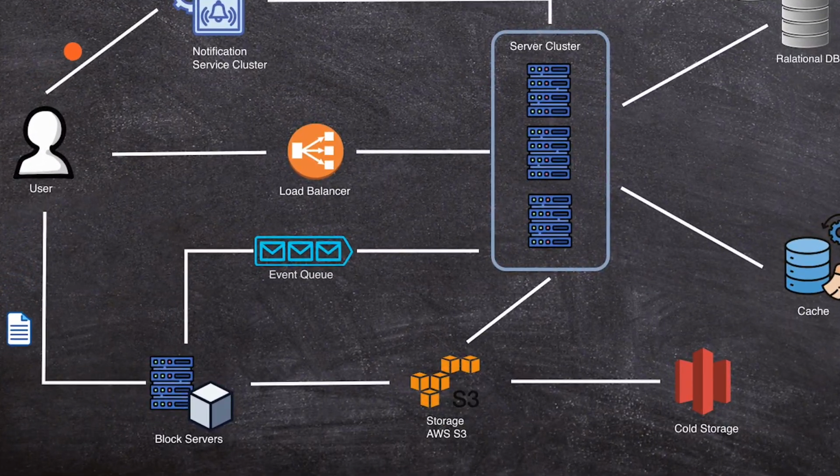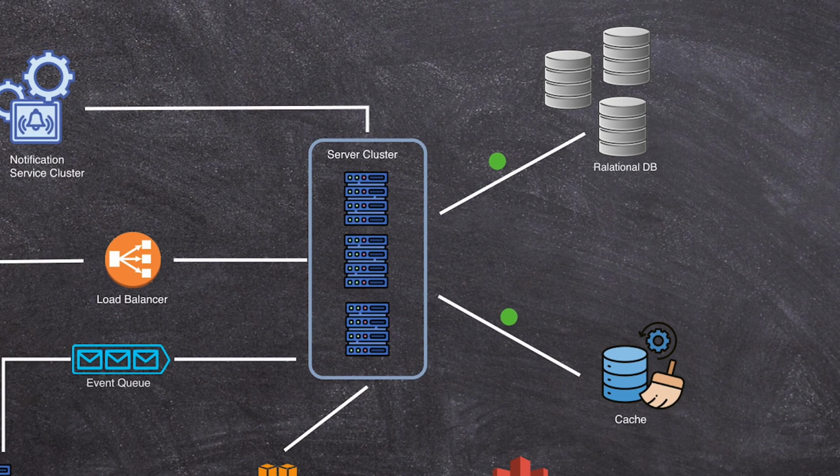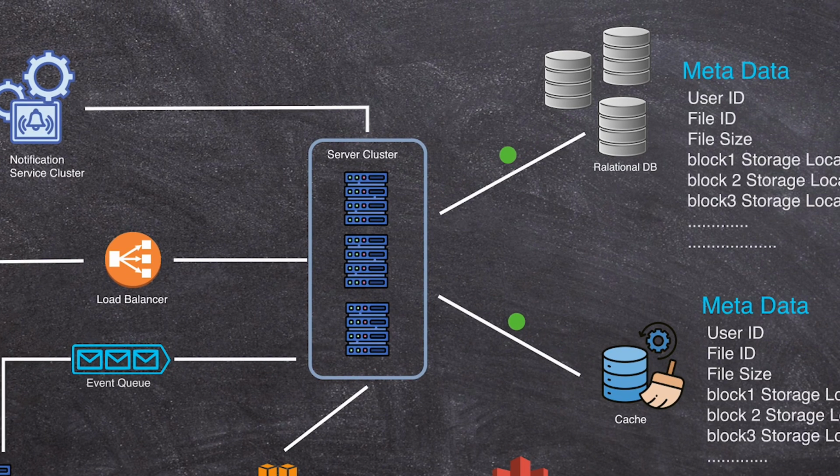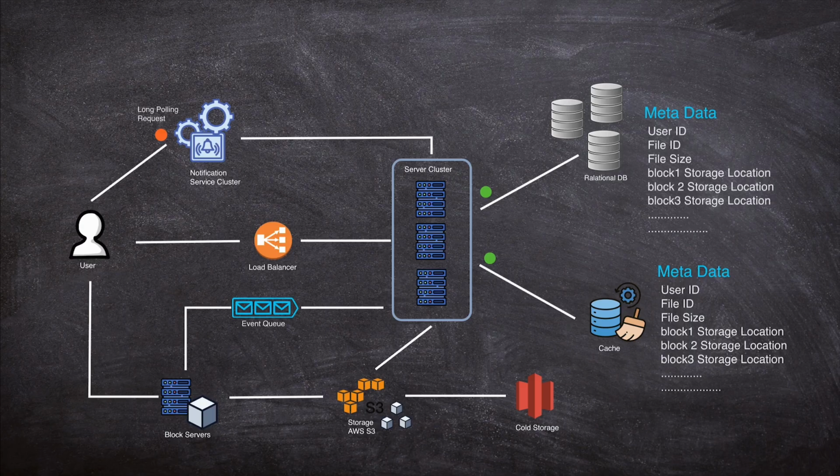On the other hand, the block server takes the file, converts it into small blocks and stores them in the storage. In this case, it's S3. And when acknowledgement is received from storage or S3, the block server sends the block storage information to the API server, so that this information can be stored in the relational database and cache. If you remember, this is similar to the simple architecture. Instead of blocks, there we store the file location.